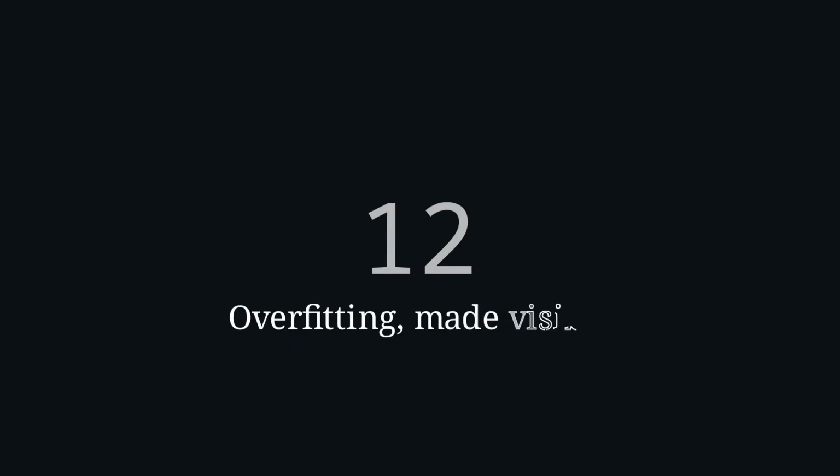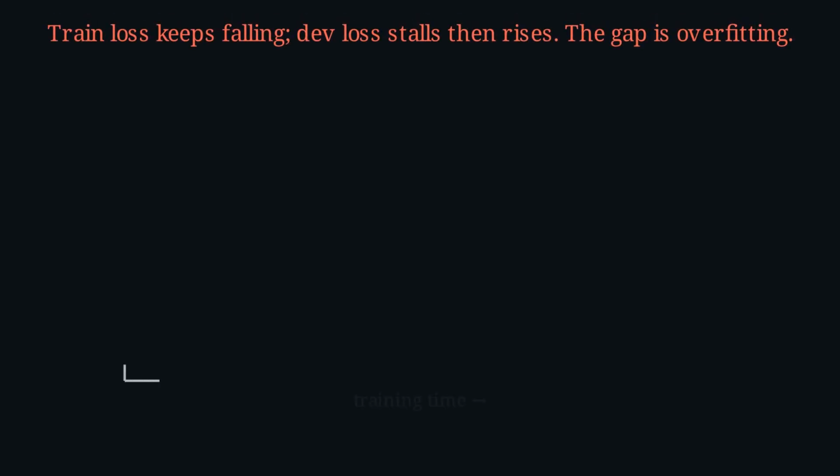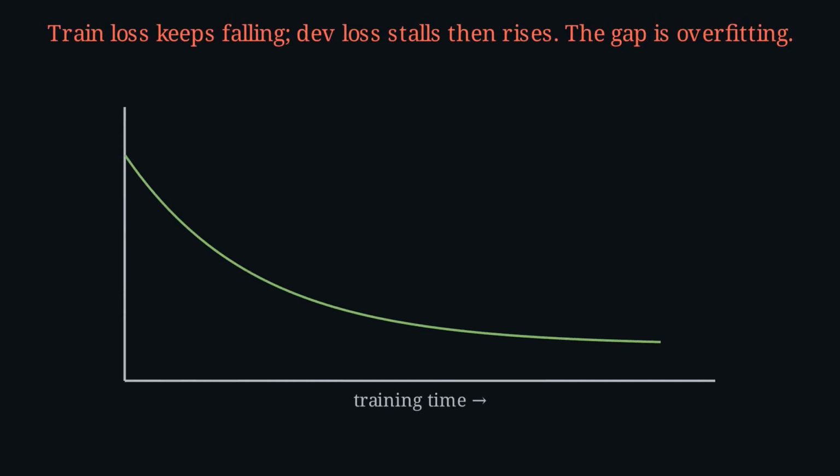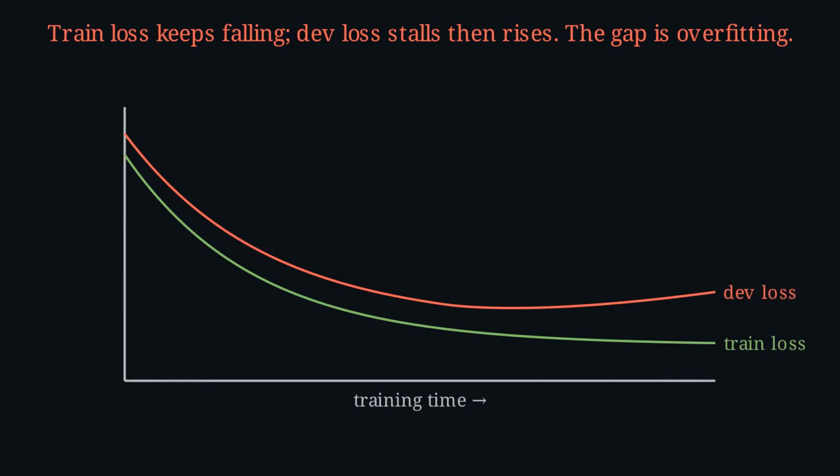Chapter 12. Seeing overfitting happen. Overfitting is easiest to understand by watching 2 curves. As training proceeds, the training loss, in green, keeps dropping, because the network is memorizing the training names. But the dev loss, in red, the loss on names it has never seen, falls for a while and then starts creeping back up. That growing gap between them is overfitting.